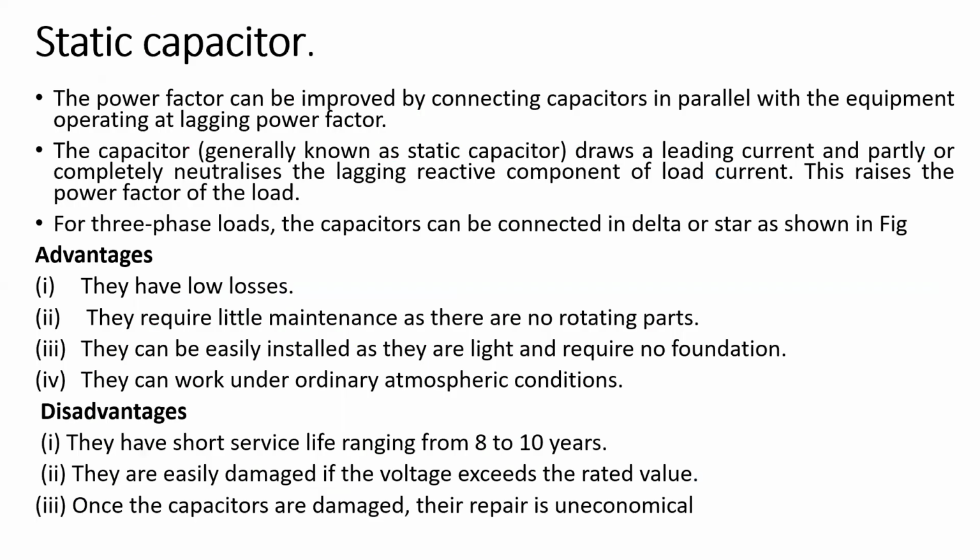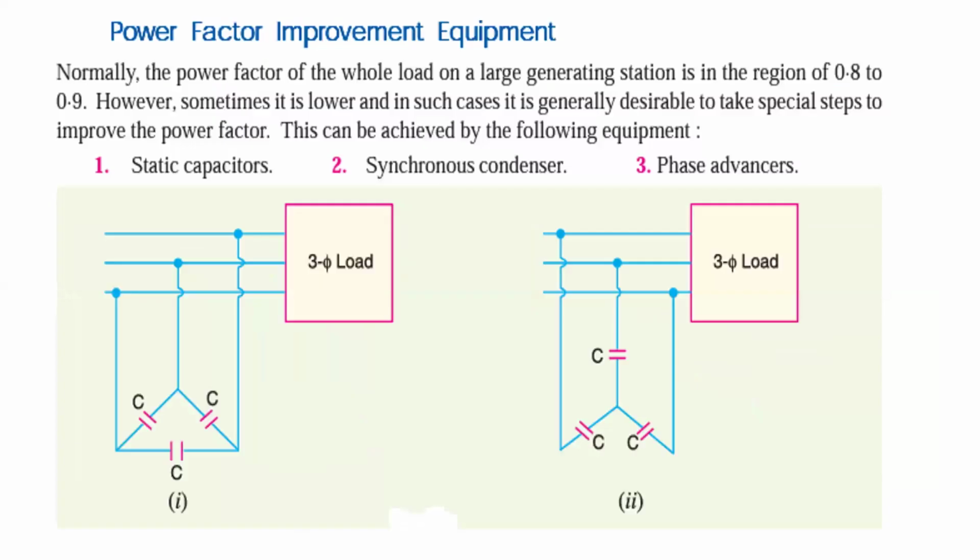Now observe this. What are the different power factor improvement devices? These are the devices: static capacitors, synchronous condensers, or phase advancers. All these are power factor improvement devices. This one is a source. We can supply some current I and the load receives IL. But these types of loads have a lagging cos phi.